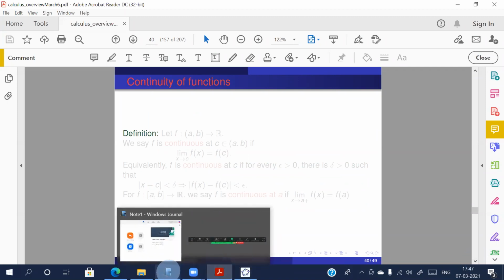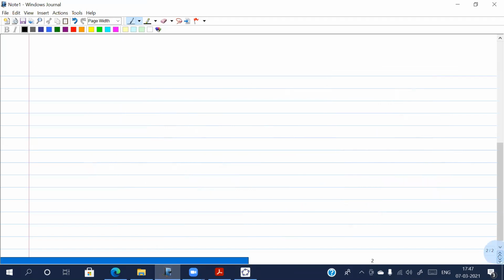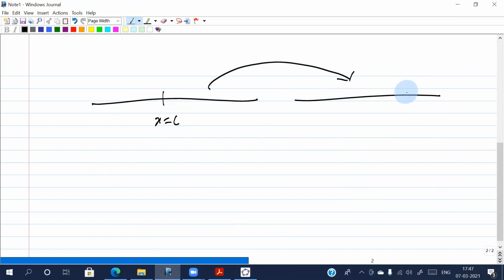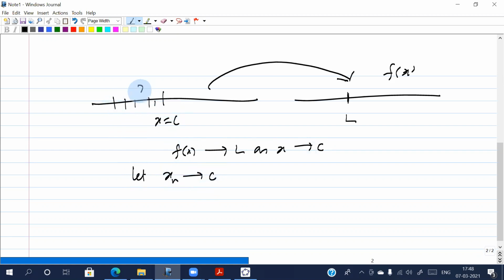Another way of defining a limit is the following. So this is the point x is equal to c, and here is the function f(x). So you think this is the value that the function should take. So we want f(x) to approach L as x approaches c. Another way of doing that would be, I can take a sequence. So let x_n converge to c. Take a sequence x_n which is converging to c, and look at the image sequence f(x_n). So that will be f(x_n) here, the image.